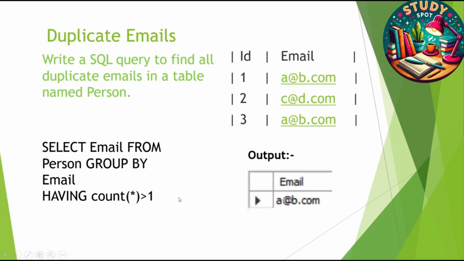Having count(*) counts the number of occurrences of each email in the grouped results. Having count(*) > 1 filters the groups where an email appears more than once, meaning it is duplicated.